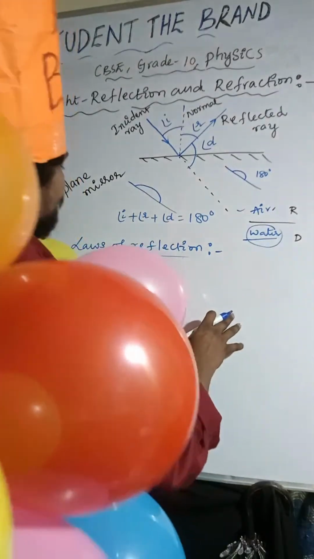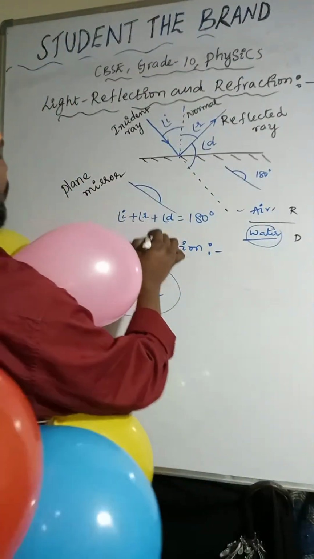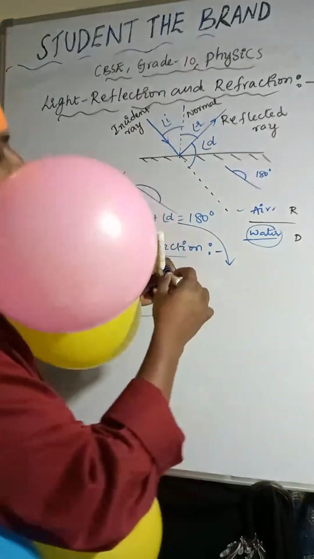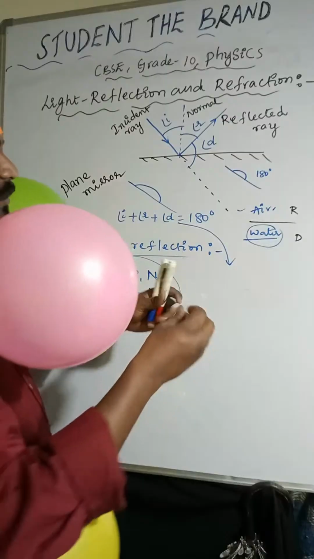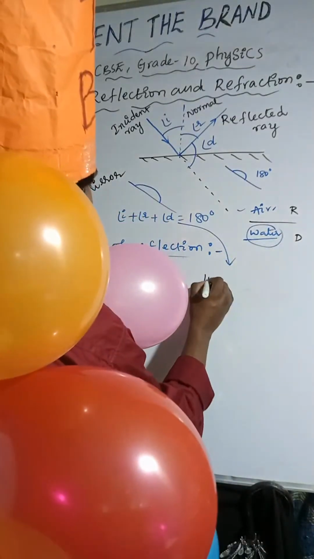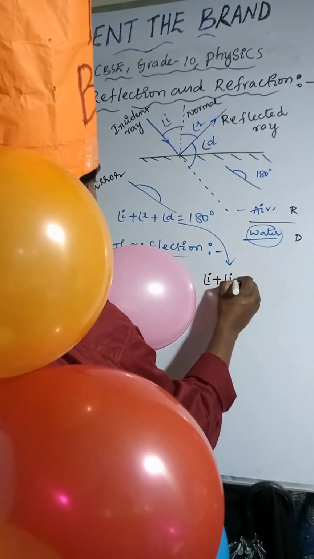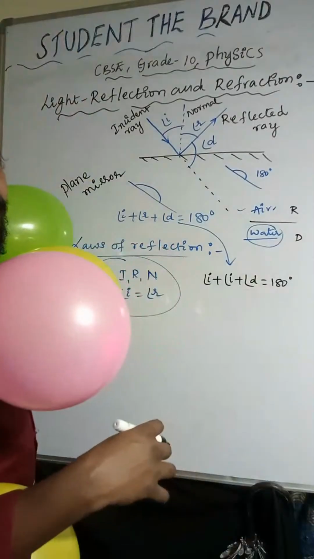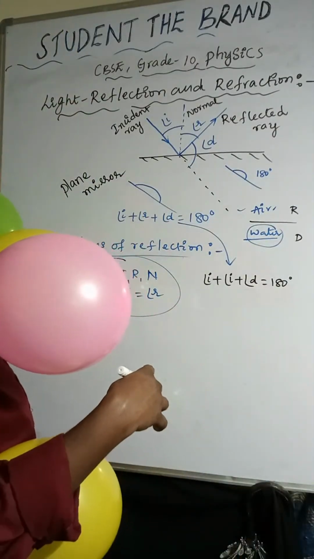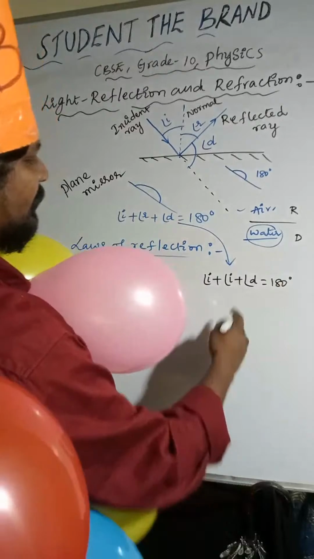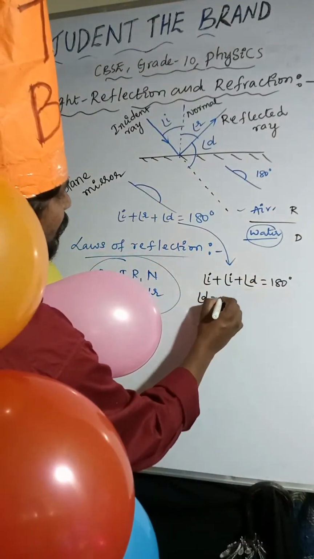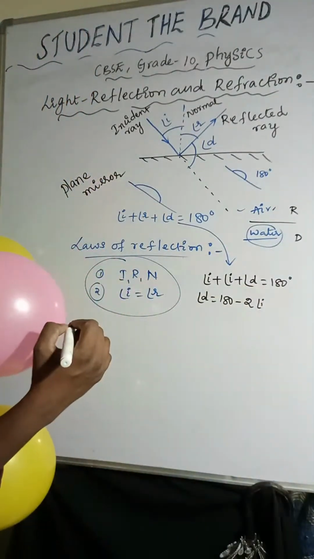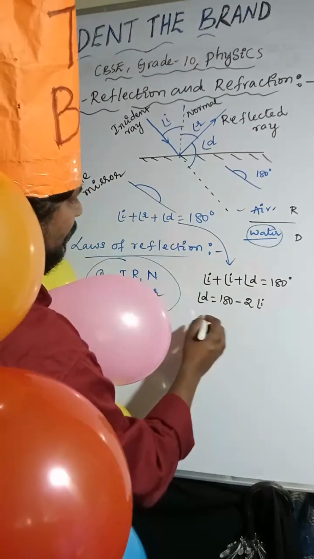Now, if we apply the laws of reflection in this equation, we get angle of incidence plus angle of deviation equal to 180 degrees. So angle of deviation equals 180 minus 2 angle of incidence.